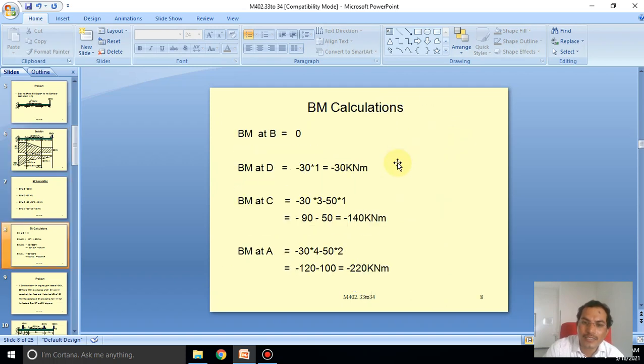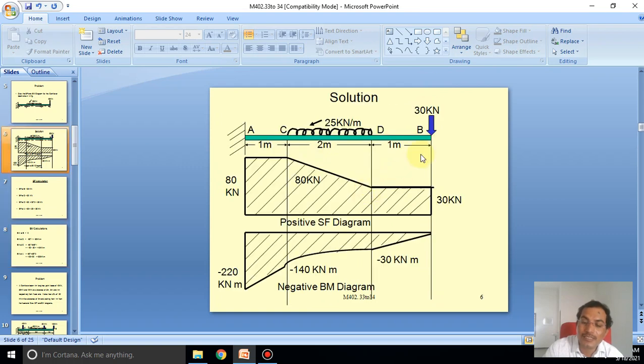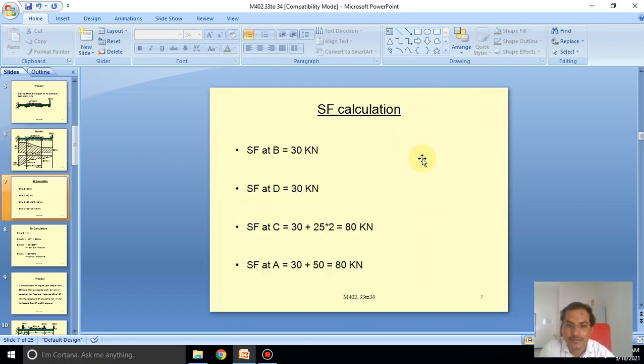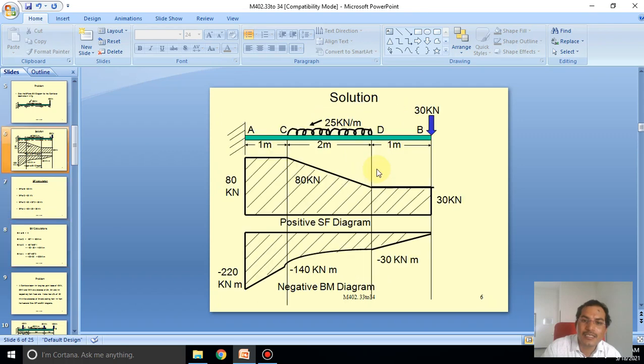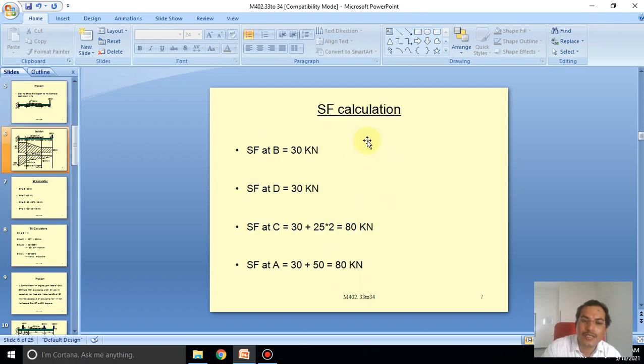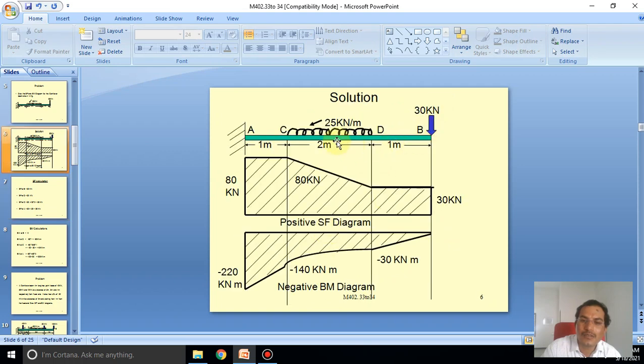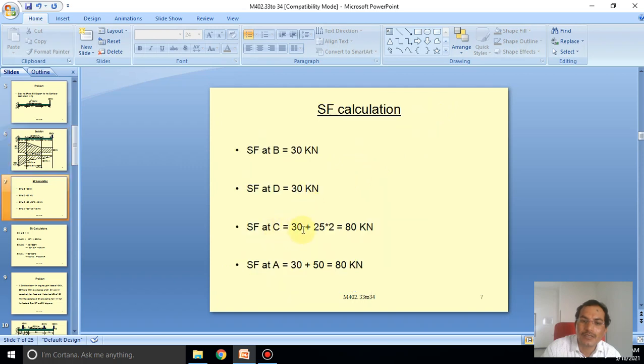And bending moment at D: 30 into 1. The force is applied in the upward direction, and we know that in bending moment, when the force is in the upward direction, it is negative. So there is a formula: minus 30 into 1 is equal to minus 30 kilonewton meter. And similarly at the point of C, 30 into 2 plus 1.